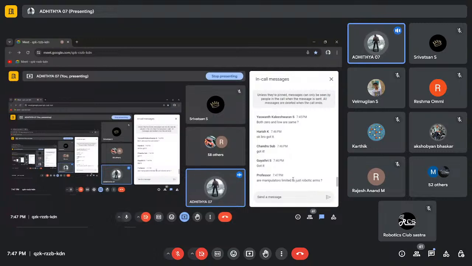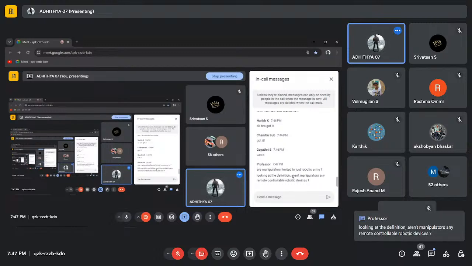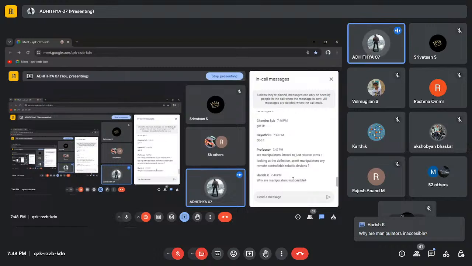More or less, yeah, because manipulators are robotic arms. No, any remote controllable device will not become a manipulator. Let's just say a remote control car, it just drives around. It won't be manipulating anything. A manipulator will be able to move in three-dimensional directions and do some work. For example, there are multiple kinds of end effectors. End effector means the hand, more or less your hand. If it's a hand-like thing, it can pick and place.